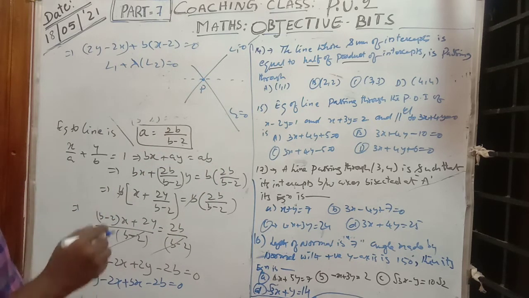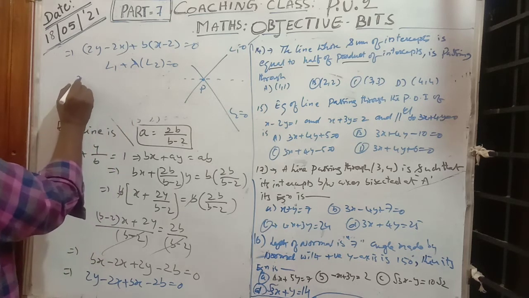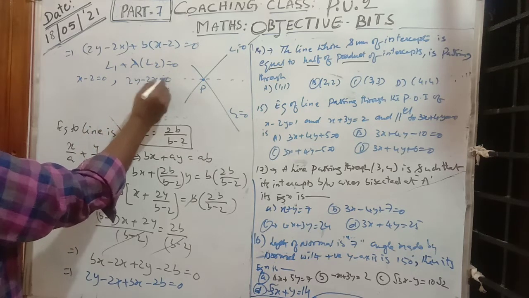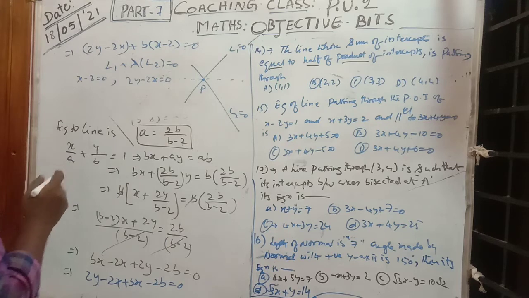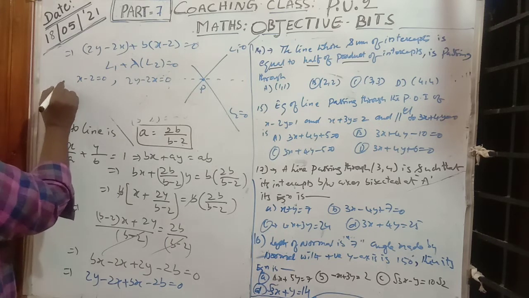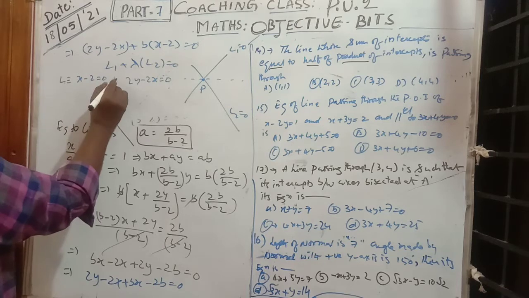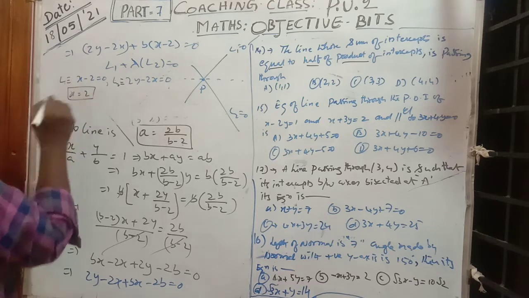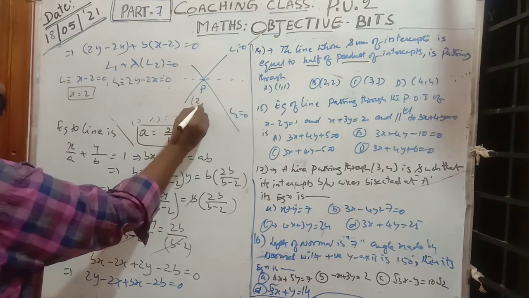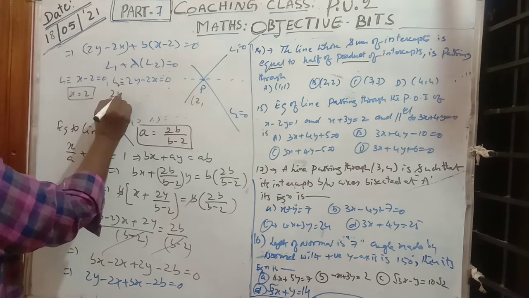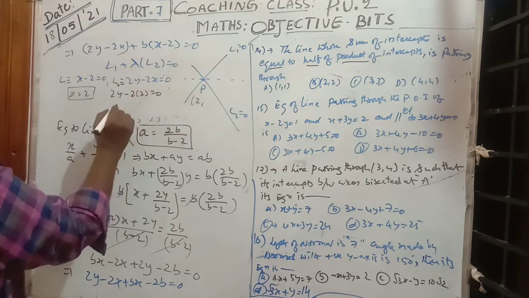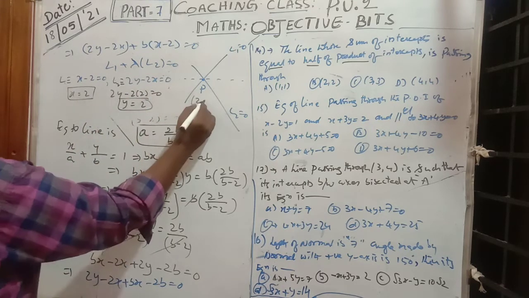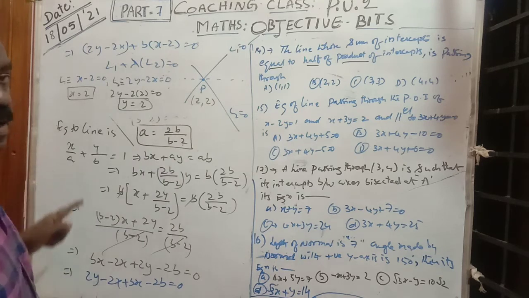So you see here, x minus 2 is equal to 0 and 2y minus 2x is equal to 0. There are two lines. This is L1, it is L2. That implies x is equal to 2, the coordinate of this point. You substitute here 2y minus 2 into 2 is 0. So 2y is equal to 4, y is equal to 2. So the point is 2, 2. That much of concept is there.